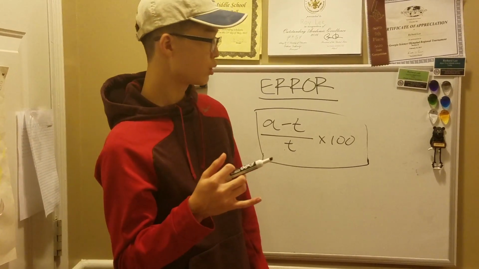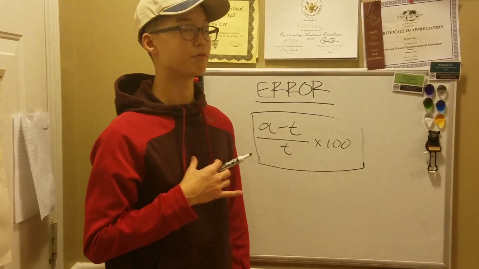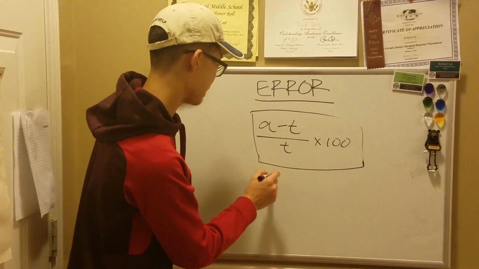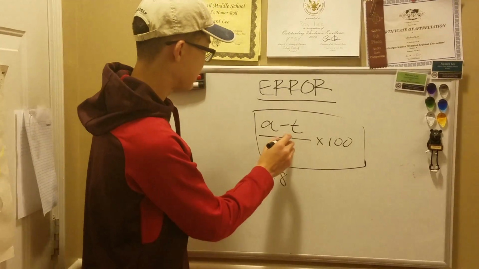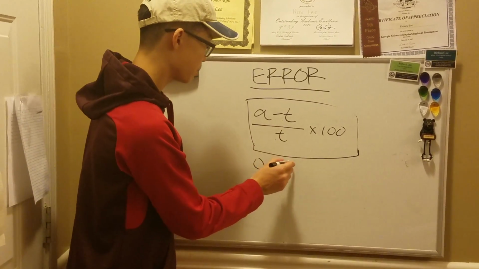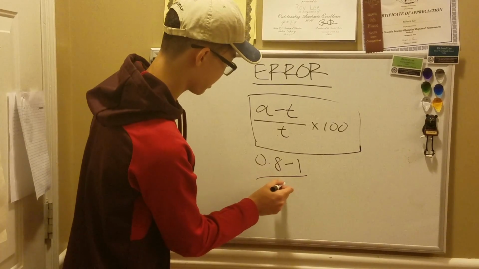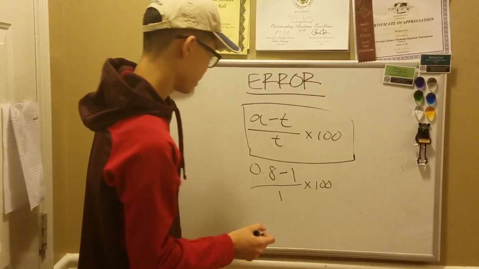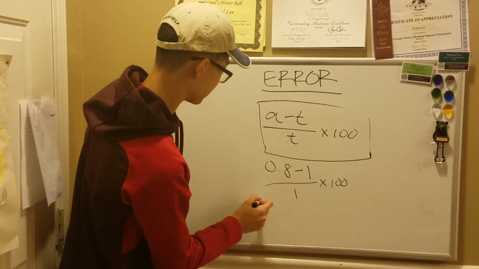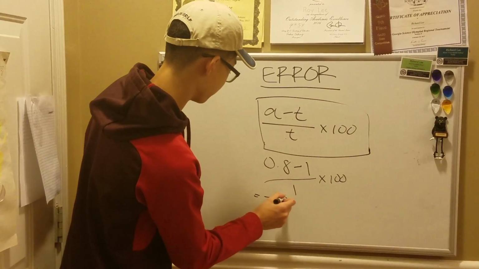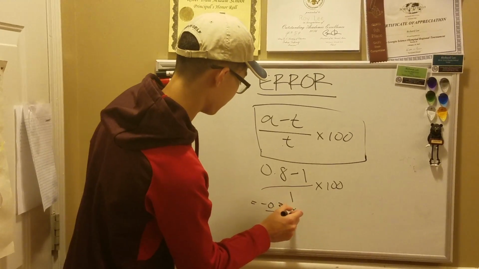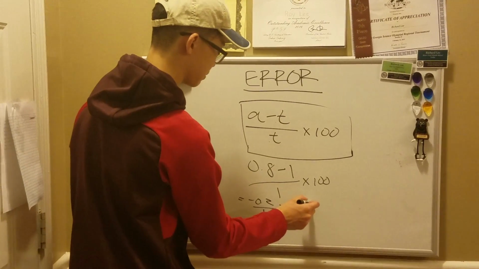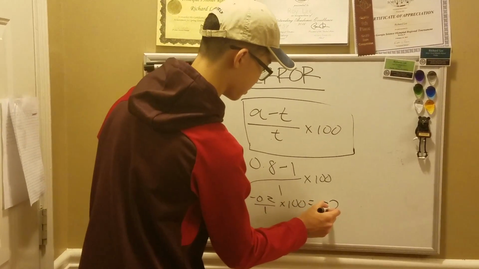Let's do a quick example using the values I already gave. We know that the actual value we got for this lab was 0.8 grams, and the theoretical value was 1 gram. So we put 1 here and here, and then we multiply this by 100. If you do some calculation, this ends up as negative 0.2 over 1 times 100. And if you do these calculations, it ends up as negative 20.